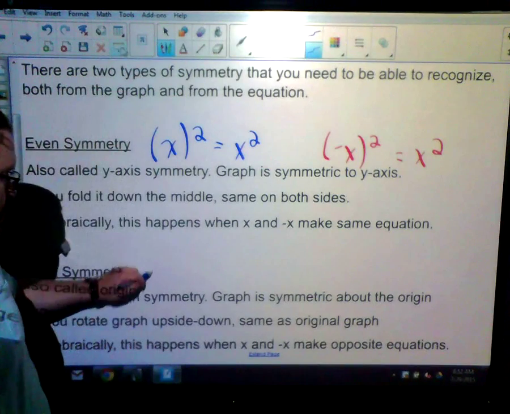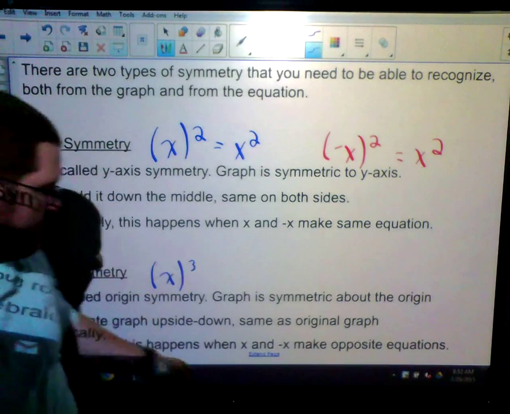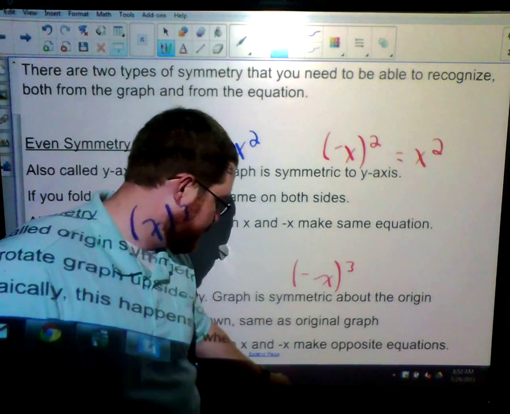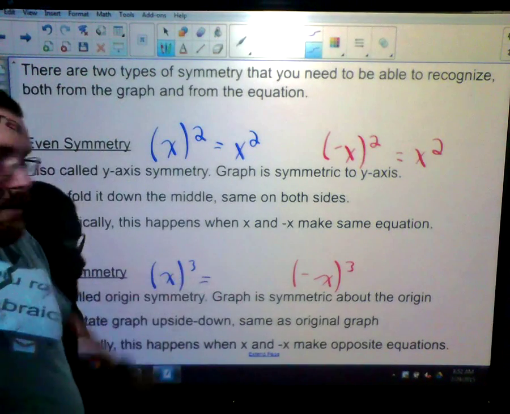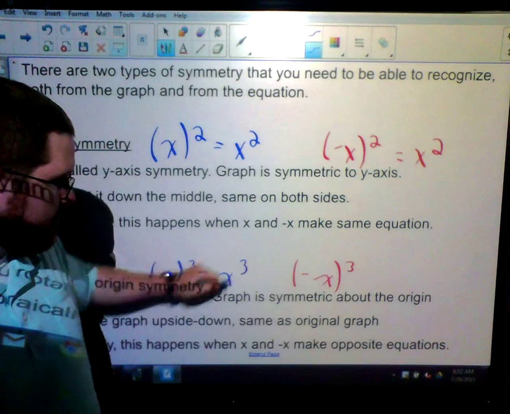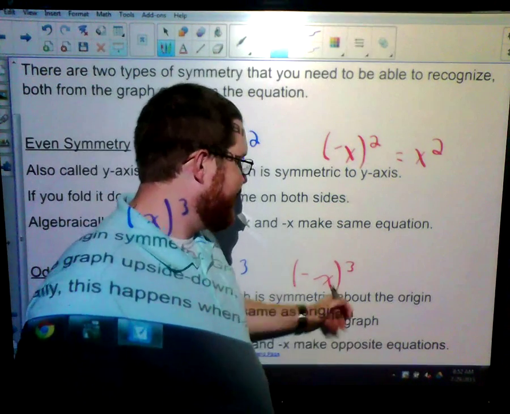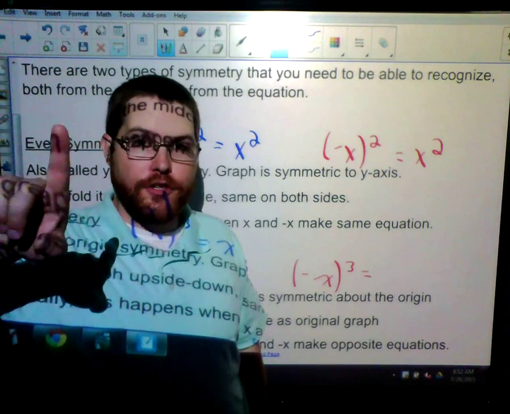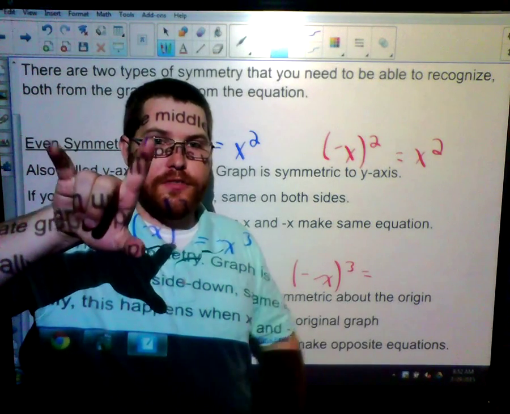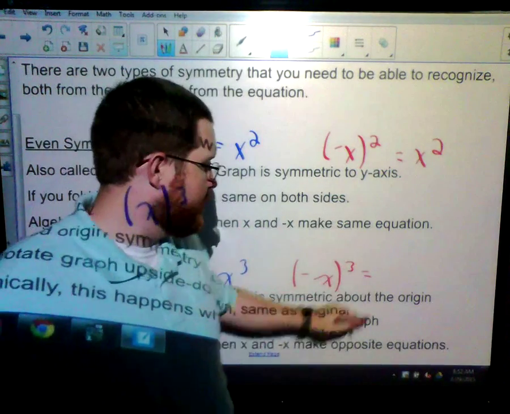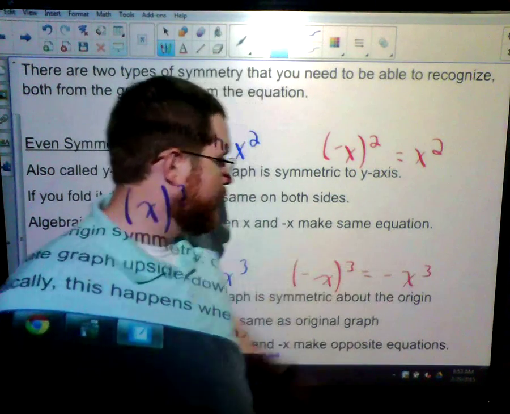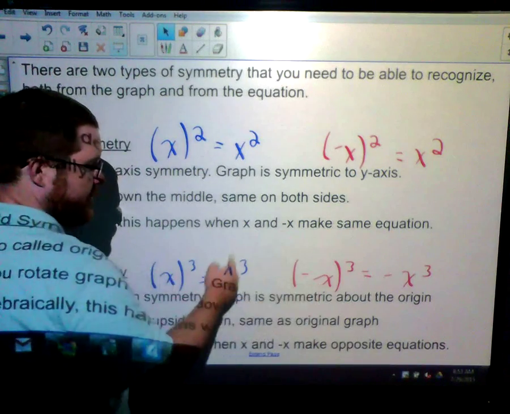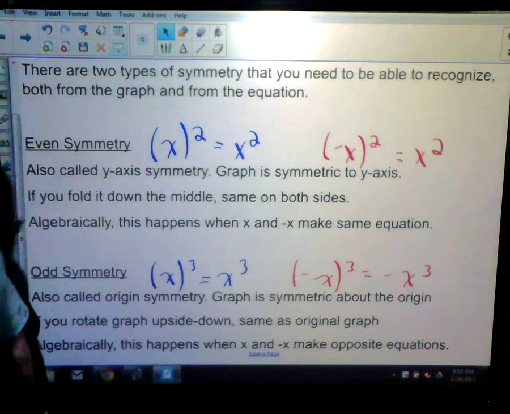An example of this would be x to the third power and negative x to the third power. Well, what is x to the third power? It's x to the third power. What about negative x to the third power? Well, I have 3 negatives. The first 2 negatives will make a positive, but the next negative will turn it back into negative, so it's negative x cubed. This is an odd function. And positive x and negative x give me opposite answers, so it's odd.